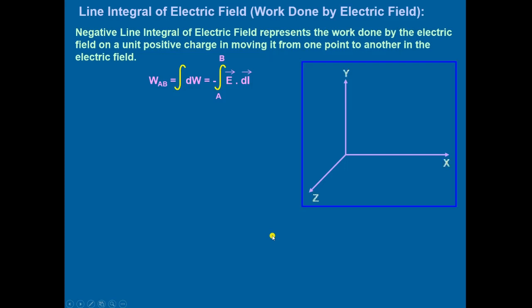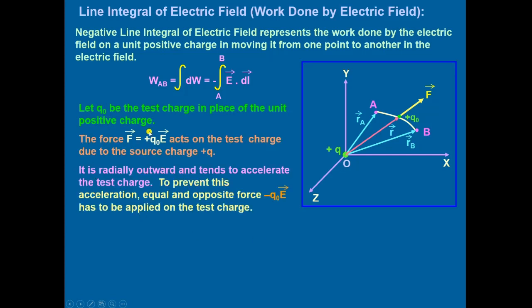For that we have the three coordinate axes. Q positive charge is at the origin O of the coordinate axes. A and B are the two points having the position vectors r_A and r_B. Another point P, here we have to calculate the small work done. The force at this point P will be equal to q naught E, acting on the test charge due to the source charge Q positive. It will be radially outward and tend to accelerate the test charge.